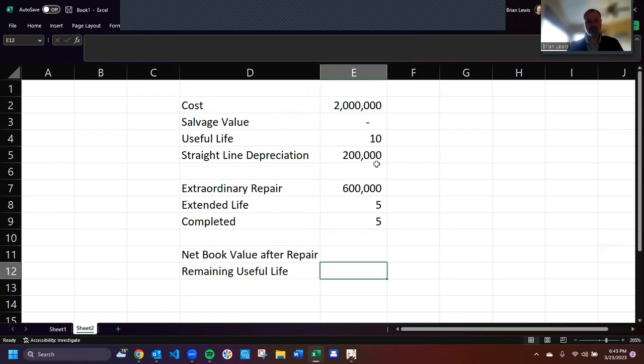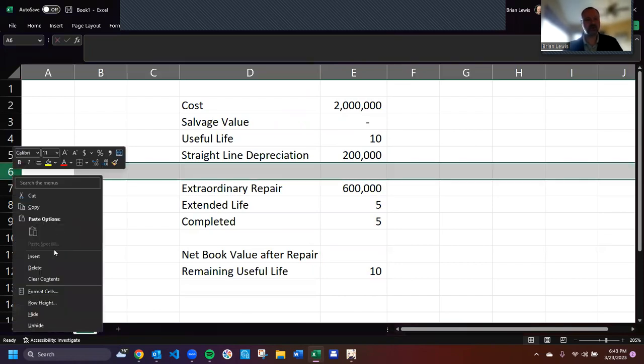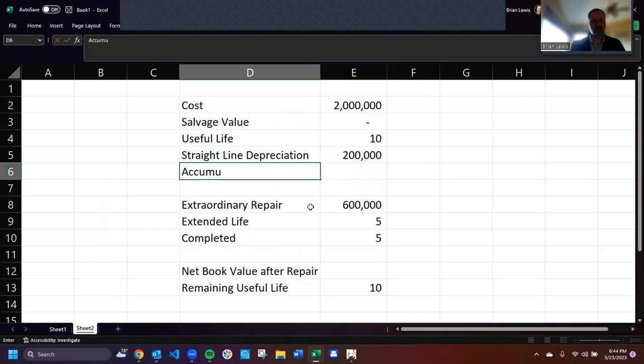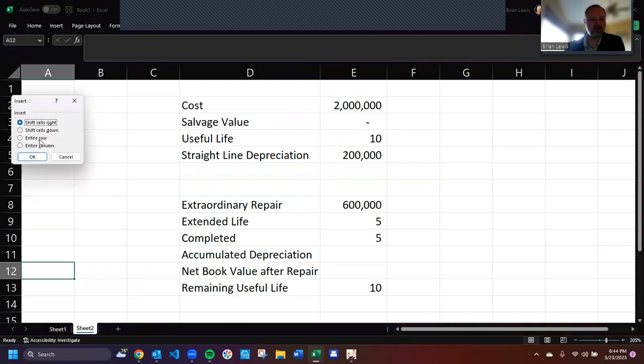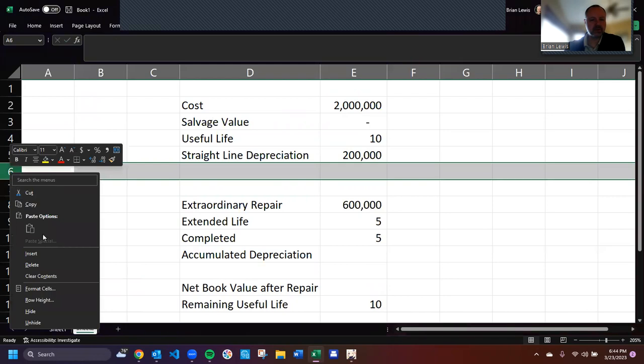Okay, so the last one is probably the easiest. Remaining useful life is you take that original useful life minus the number of years that has been depreciated, right there, plus the extension. Okay, that's all. Voila, you get back to 10. And the net book value is a little interesting because let's just put one thing in here. And actually, let's move this down. Completed. We're going to put it right there. Or insert here, entire row. And we're going to take this one out. Just give it a little more room.